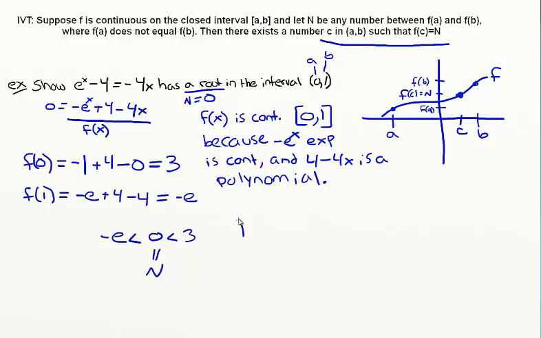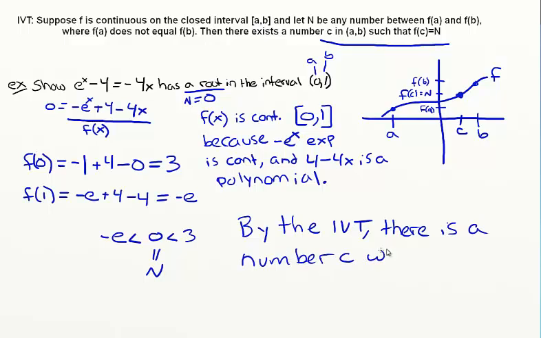So by the intermediate value theorem, there is a number c where f of c equals 0, because we've satisfied all of these conditions for the intermediate value theorem, so we can draw this conclusion.